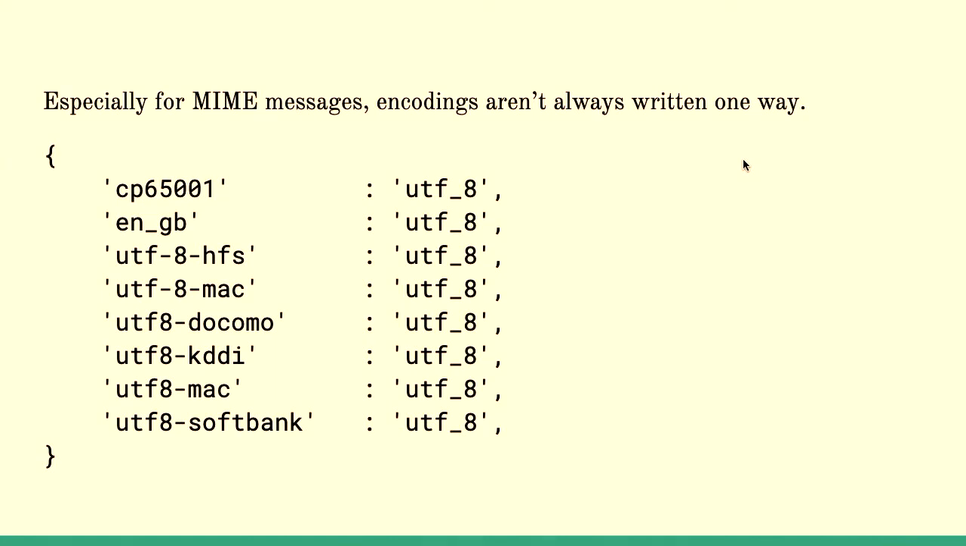Also, for example, UTF-8 in the email can be specified as UTF-8 Mac, UTF-8 Docomo, UTF-8 KDDI, UTF-8 SoftBank. Each operator basically has their own encoding, which is basically UTF-8, but maybe they use the private space for their own stuff like emoji or something.